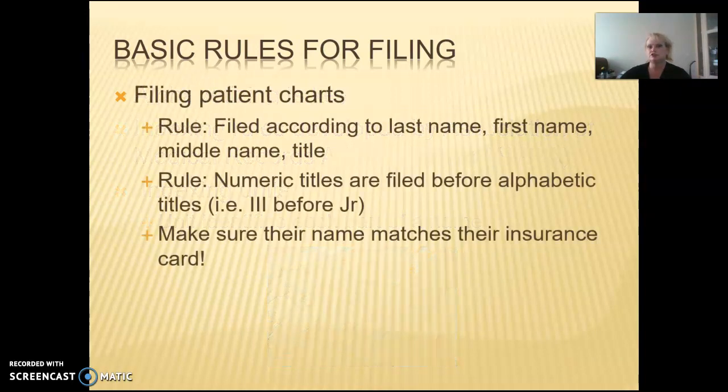And for patient charts, usually you'll see it, if it's alphabetical, it'll be last name, comma, first name, comma, middle name, and comma, maybe a title, like Roman numeral 3 or junior. And just know numeric titles go before alphabetic titles. And an important thing too, when you're creating their chart, make sure their name matches their name on their insurance card. It's very important.